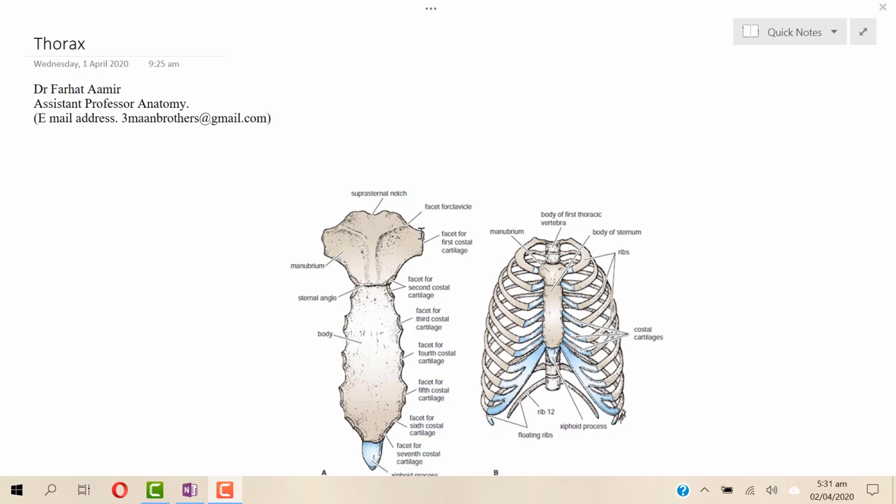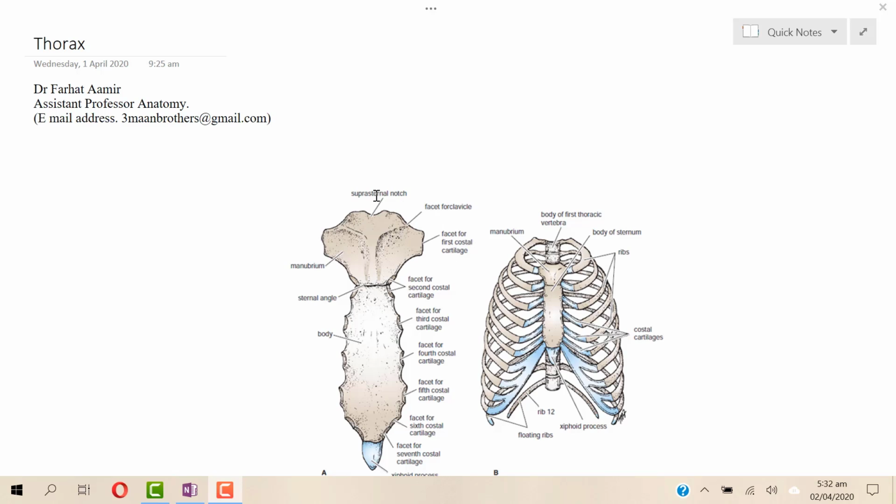If you see manubrium very carefully, you can see that it has two surfaces. This surface, which is shown in the diagram, is the outer surface, and there will be an inner surface on the inner side, and there are four borders. Can you see four borders of the manubrium? This is the upper border, this is the lower border, and there are two lateral borders, one right lateral border and one left lateral border.